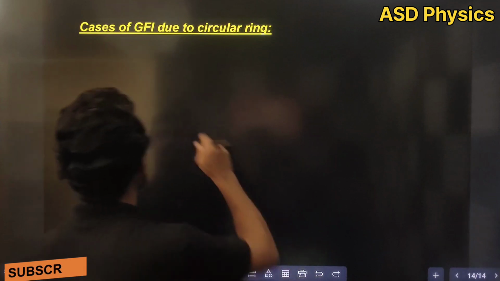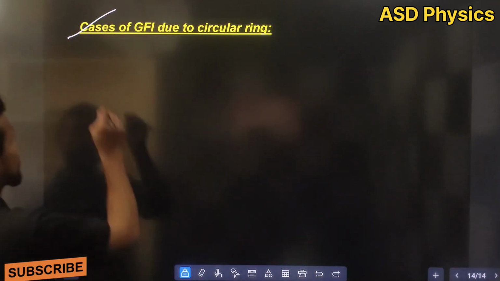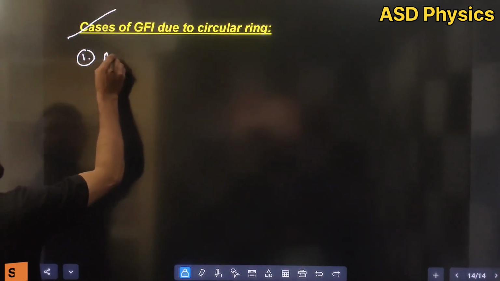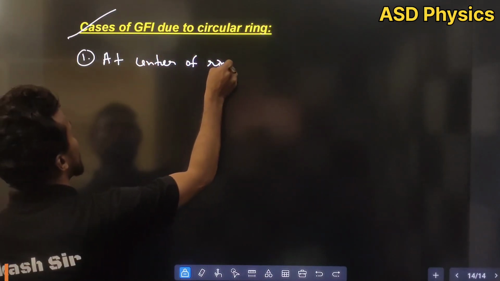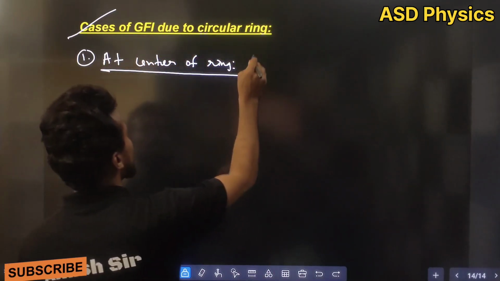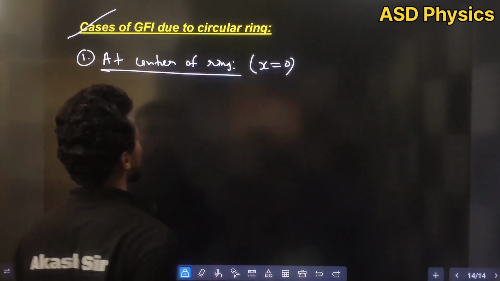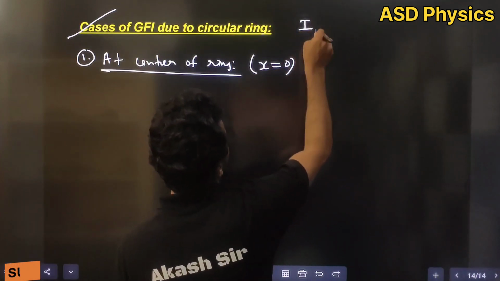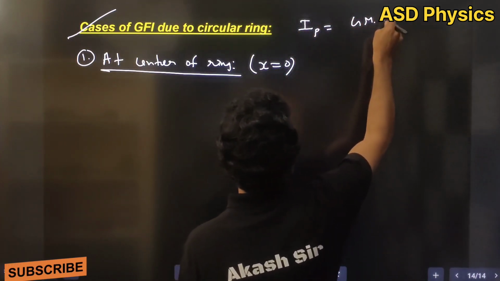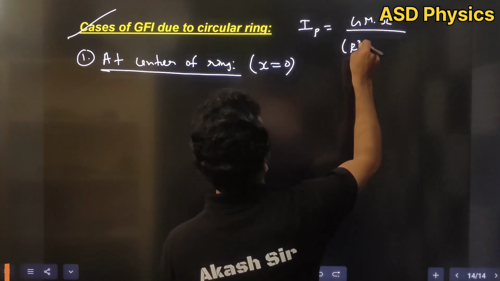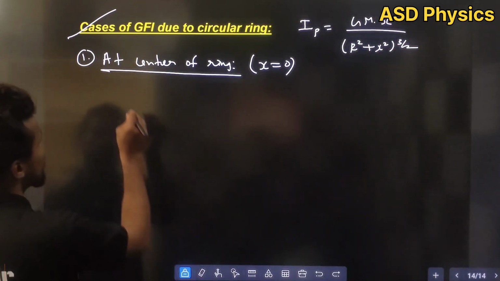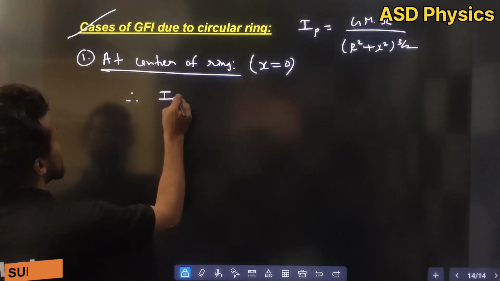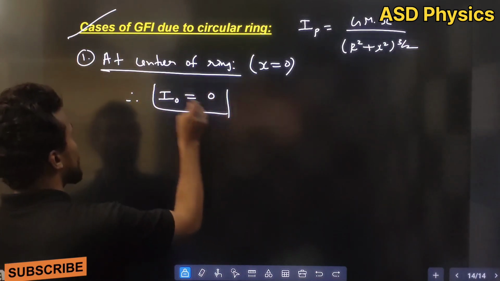After that students, cases of GFI due to the circular ring. First one, at the center of the ring. So students, at the center of the ring, the value of x is 0. So in this formula, G M x by (R square plus x square) power 3 by 2, just put x equal to 0. That means at the center of the ring, GFI will be 0.